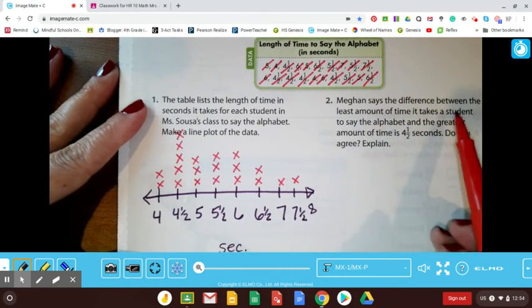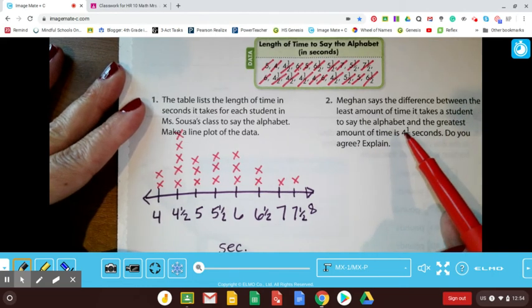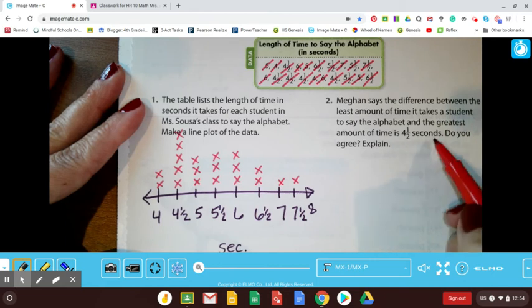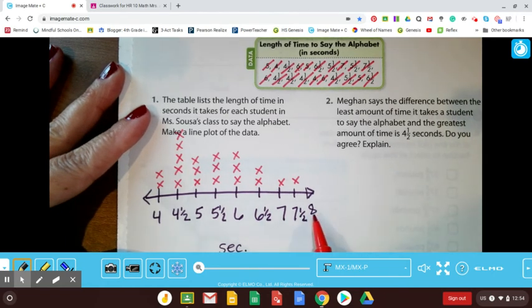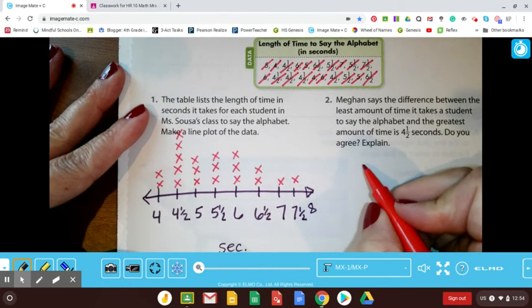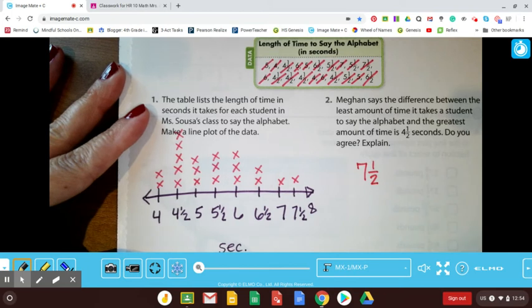Megan says the difference between the least amount of time it takes a student to say the alphabet and the greatest amount of time is 4.5 seconds. Do you agree? All right, well, let's try it. The greatest was this kid here who did 7.5 seconds. So they were the slowest. And the quickest time was 4 seconds.